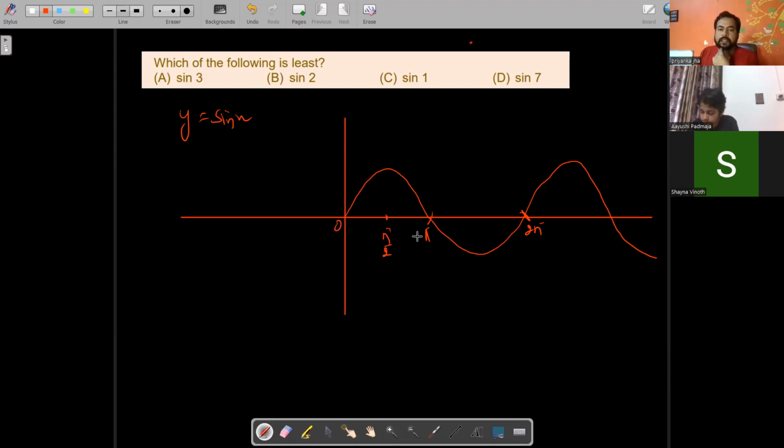You can think: pi is how much? 3.14, no? And pi by 2 is how much? 1.57. And the angles are like 1. 1 will come here before pi by 2, somewhere here. So first you mark all the angles. 2 will come over here, between 1.57 and 3.14. 3 will come over here, just before pi, and 7 will come here. So 2 into pi, 2 into 3.14, that is 6.28. That is 7.